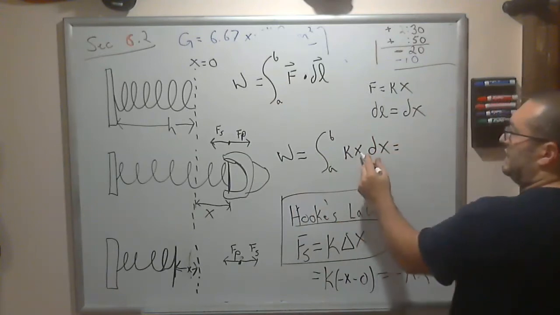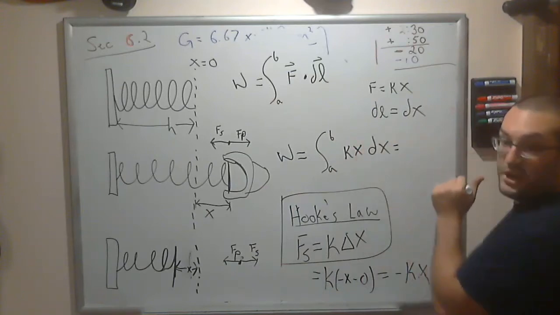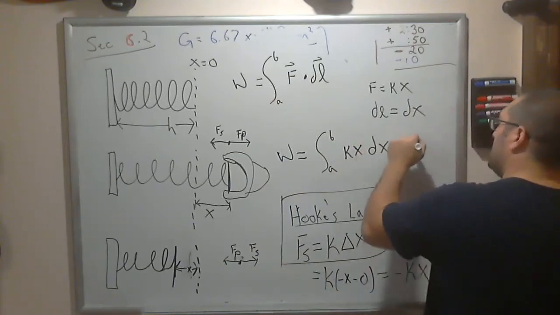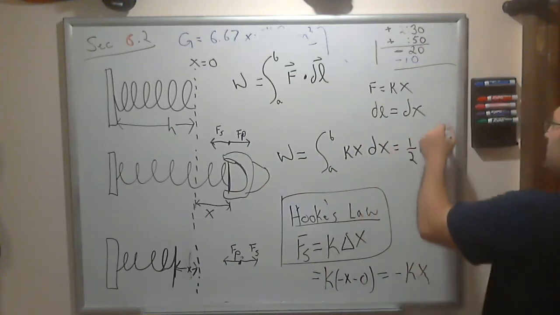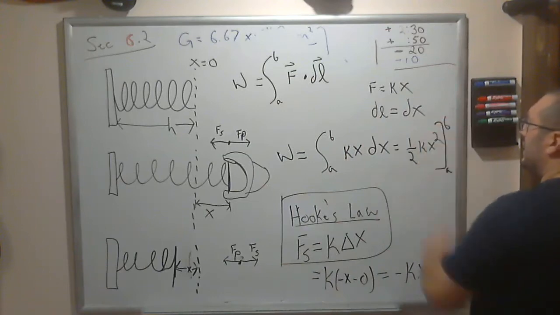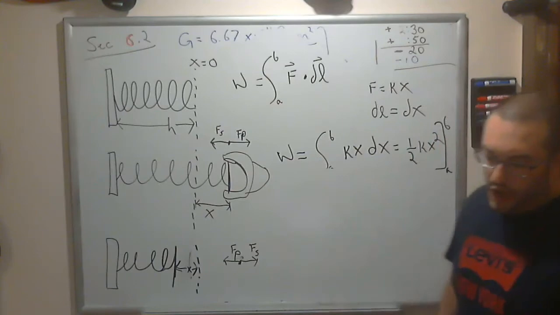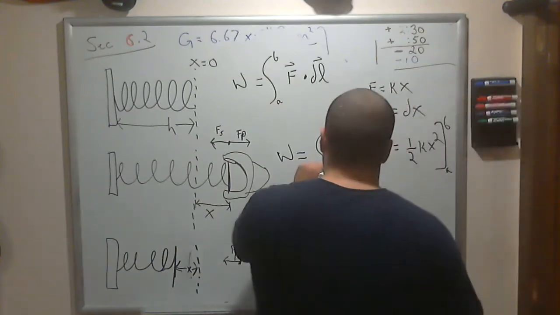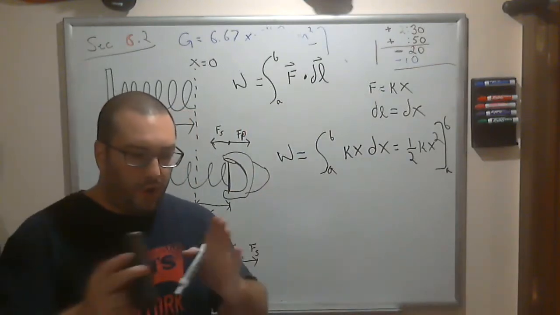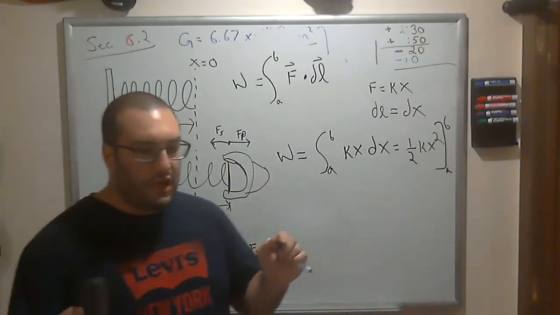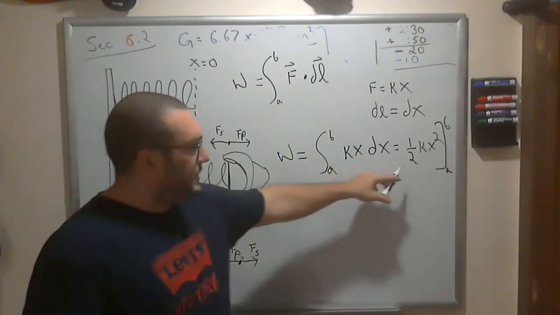So I integrate it. That means I make the power 1 higher, so you get one half kx squared, and then of course from A to B. So in general, the work done on a spring or by a spring, depending on whether you're releasing the energy from the spring or you're actually compressing it or extending it into a certain position, is given by this.